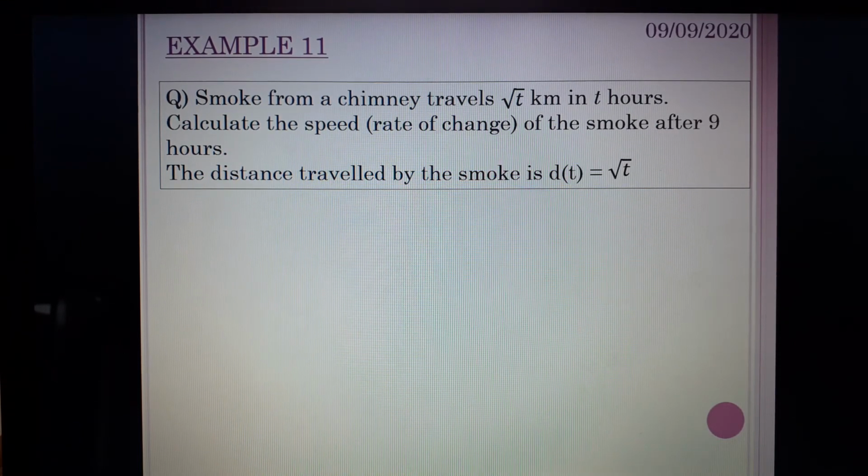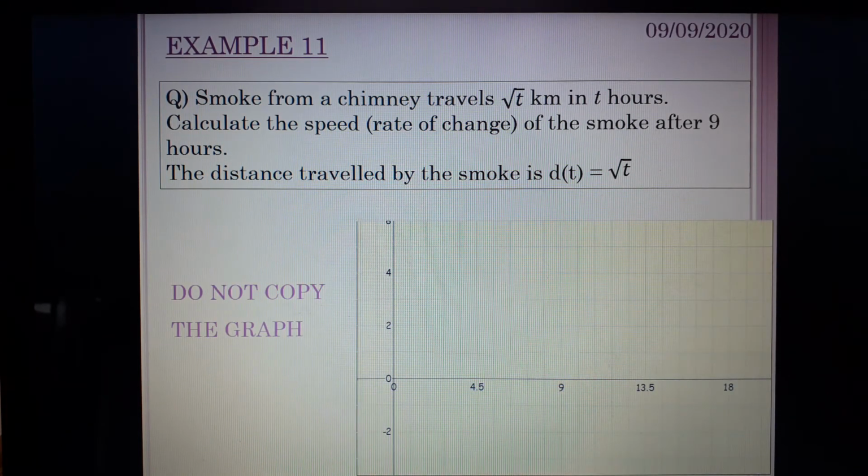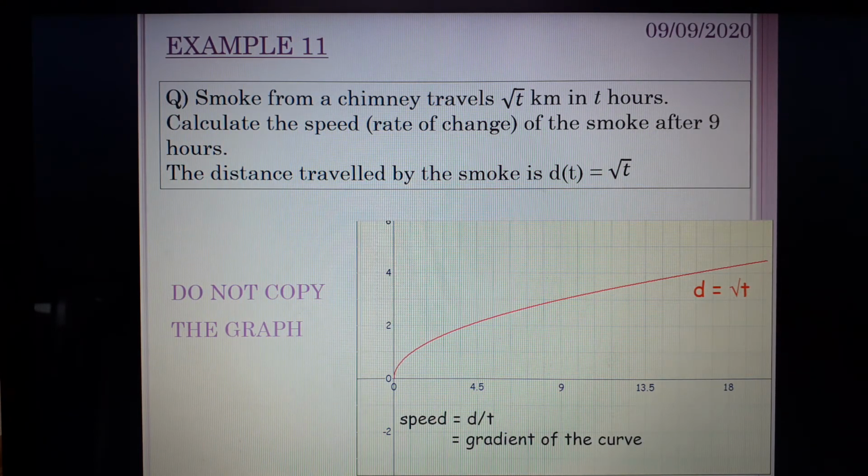Okay, so if they're telling you that speed is just the rate of change, then this is just a differentiation question. So it's a more complicated context, but it is just a differentiation question. Okay, now this is what this looks like. Don't copy the graph. You wouldn't even necessarily have the graph, but it's just showing you what this journey of the smoke looks like, the distance against the time. And we know that the speed is a rate of change, which is the gradient of the curve. And we're looking at that particular speed there at time equals 9 hours.